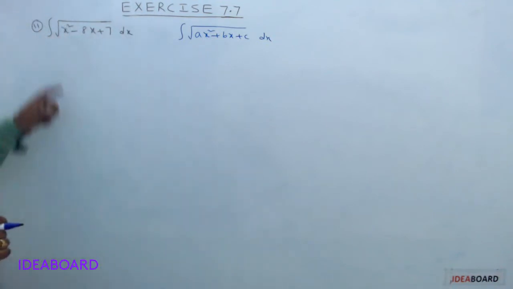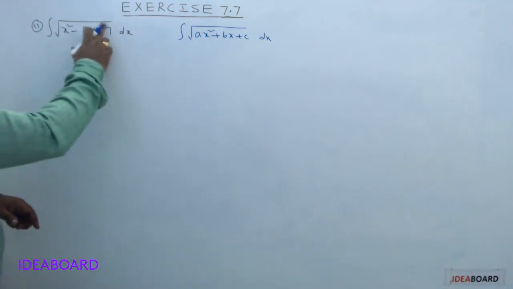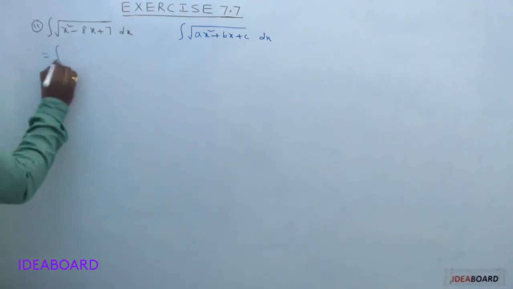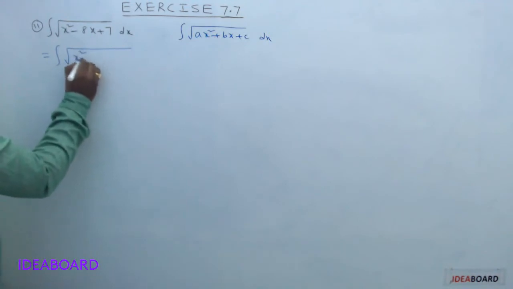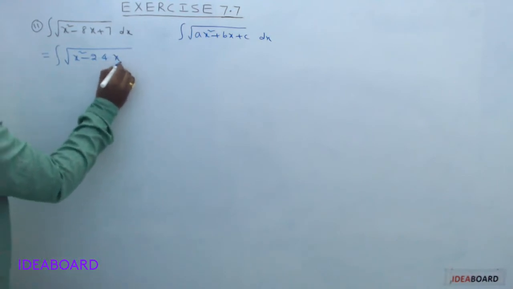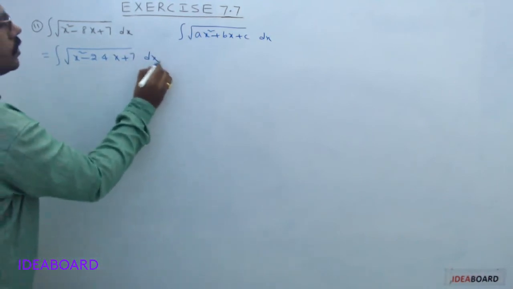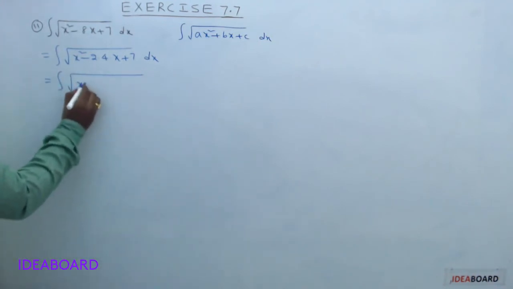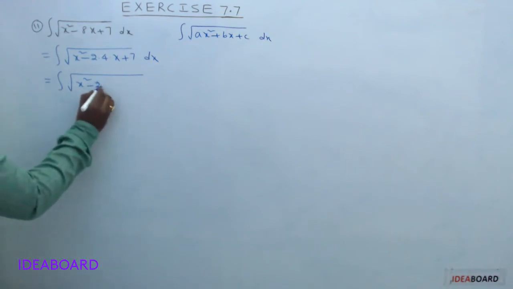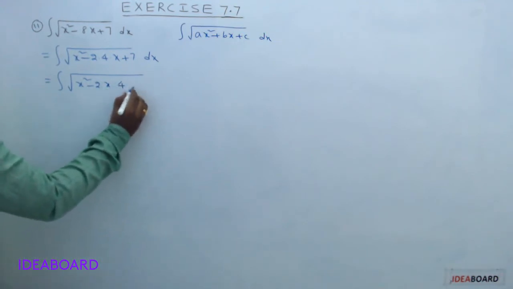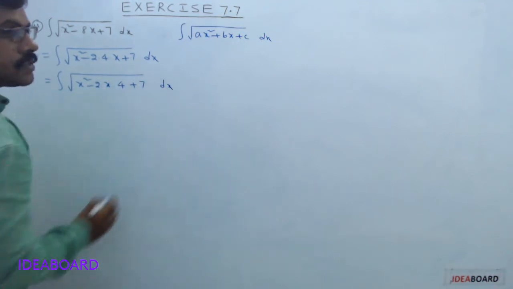Now come to that procedure. Already here x square coefficient is 1. So try to make this expression as a perfect square. Now it is integral square root of x square minus 8x can be taken as 2 into 4 into x plus 7 dx. Now this equal to integral square root of x square minus 2 into x into 4 plus 7 dx.